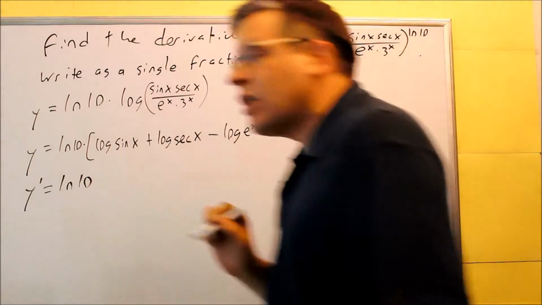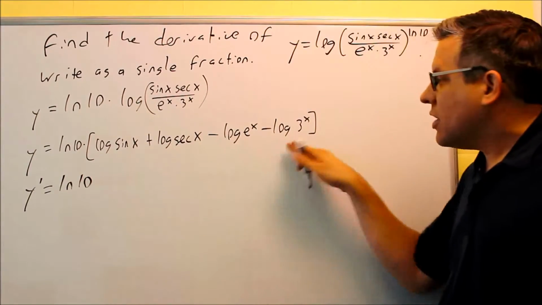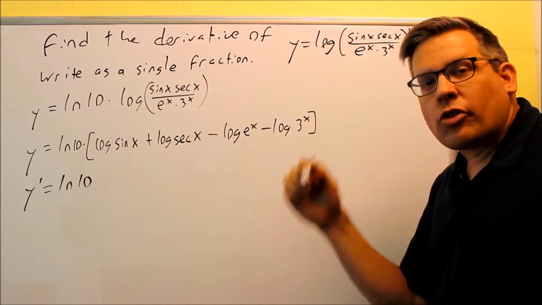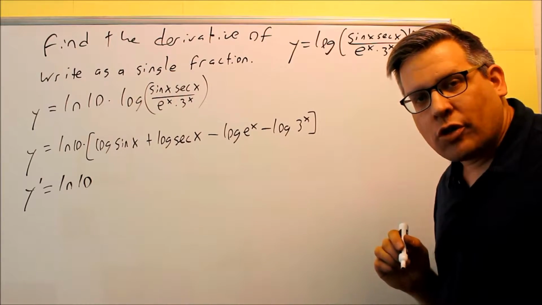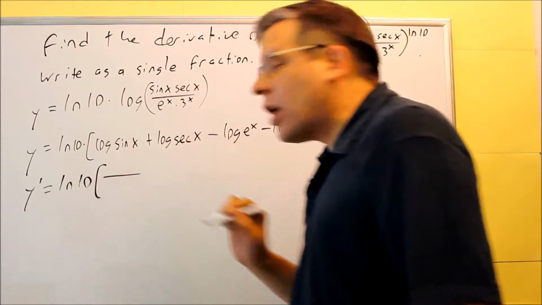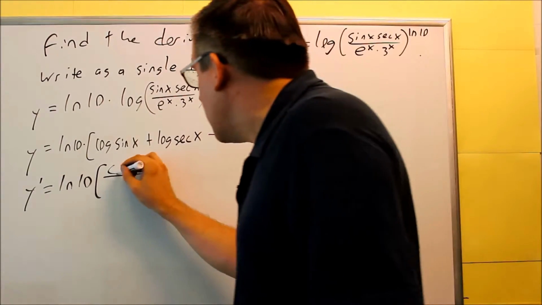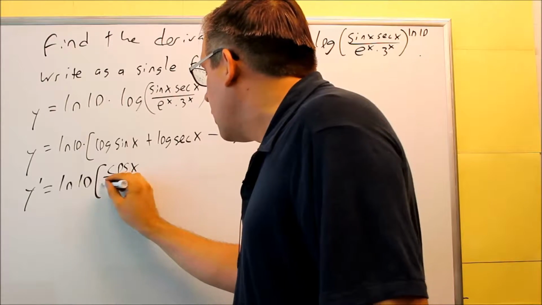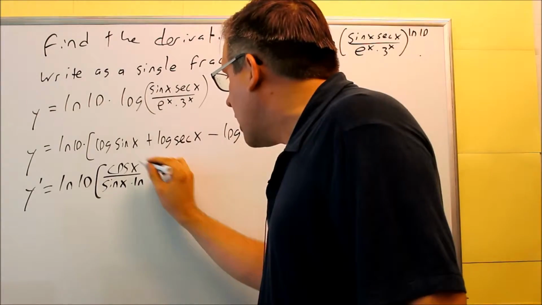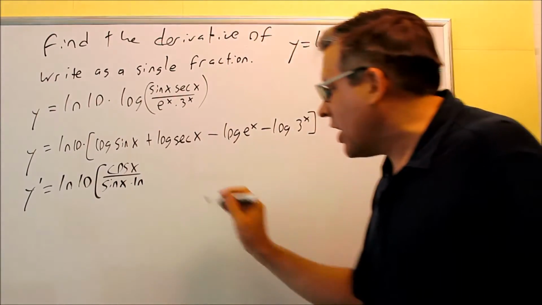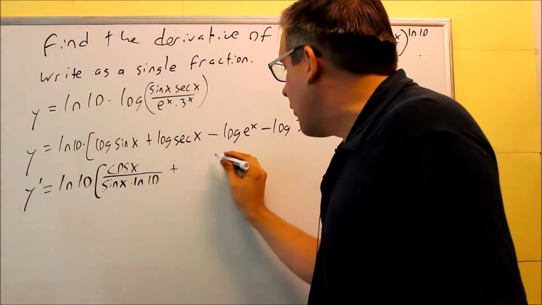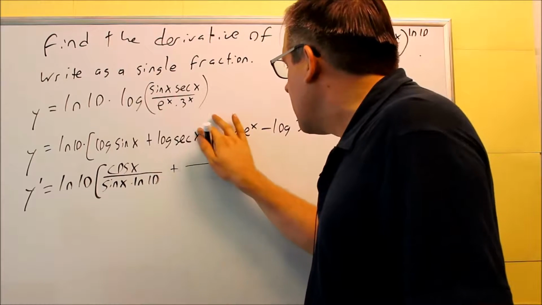Now I'm going to leave the ln 10 on the outside and then just take the derivative of each of these separately. Each of these is going to require the u prime over u ln a formula that we talked about earlier in this section. So for the first one, I have u prime goes on top. The derivative of sine x is cosine x. On the bottom, we have a u, which is sine x, times ln a. I mentioned that if there's no number there, it's a base 10, so you're going to have ln 10 down there in the bottom.